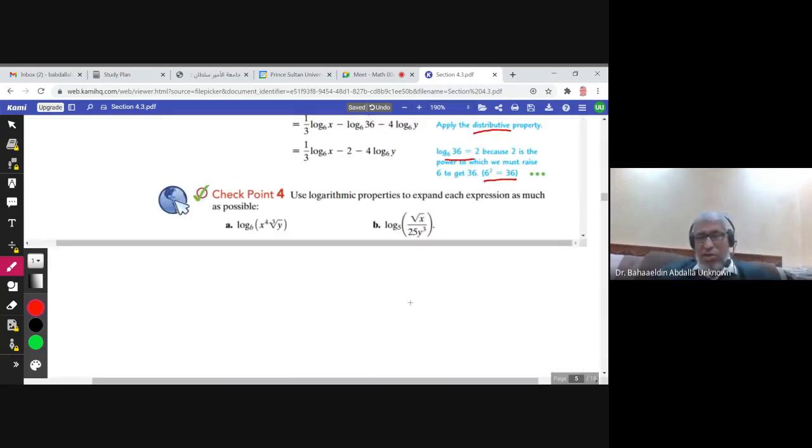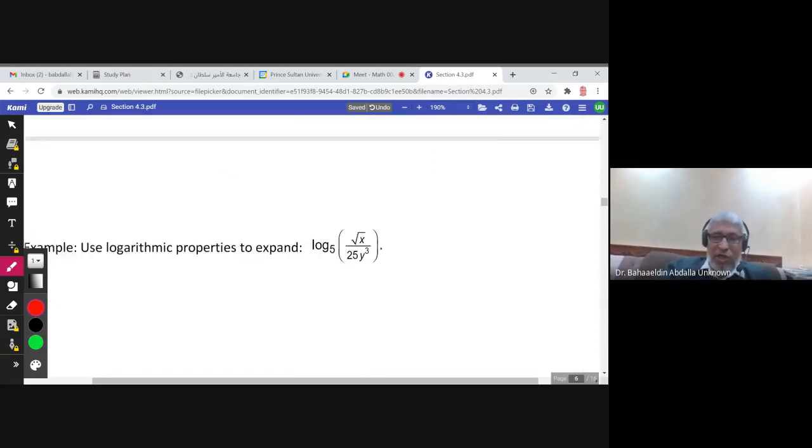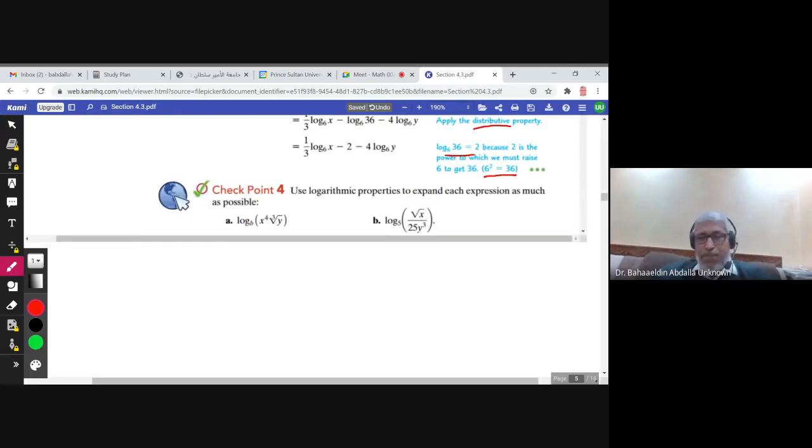Let us solve these checkpoints. Okay. Part A here. Expand. The question is expand. So I will do it like this. Log x to the power 4 to the base b plus log y to the power 1 over 3 to the base b. And then I use the power rule: 4 log x to the base b plus 1 over 3 log y to the base b.